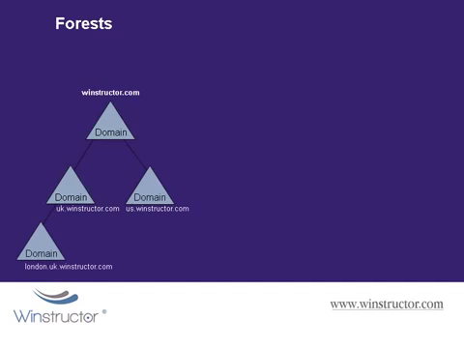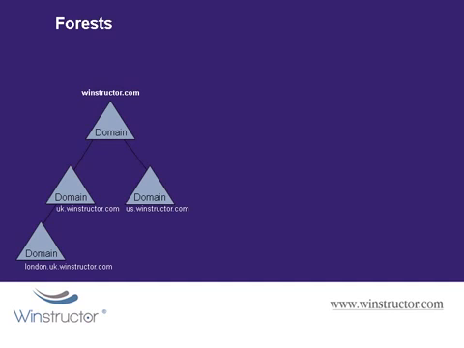Now we could add in more and more child domains and even child domains under other child domains. So these domains in a tree all share a contiguous namespace and a hierarchical name structure, with child domain names appended to the name of the parent. So in this image here, we could see the parent domain at the top, winstructor.com. Underneath that parent domain, we have two child domains, uk.winstructor.com and us.winstructor.com.